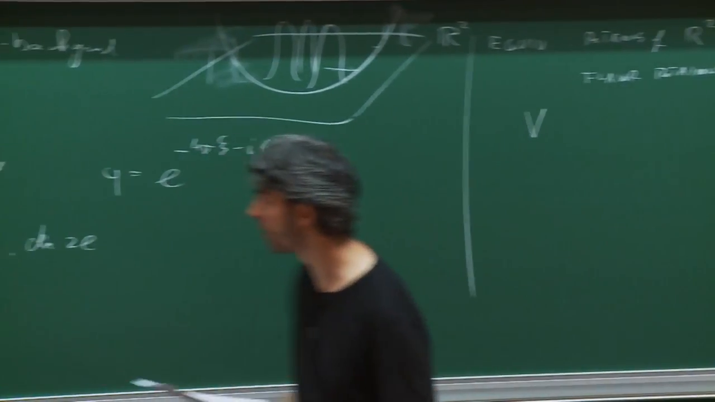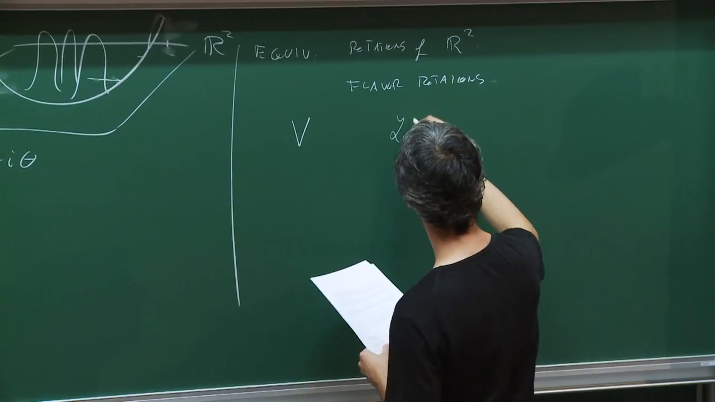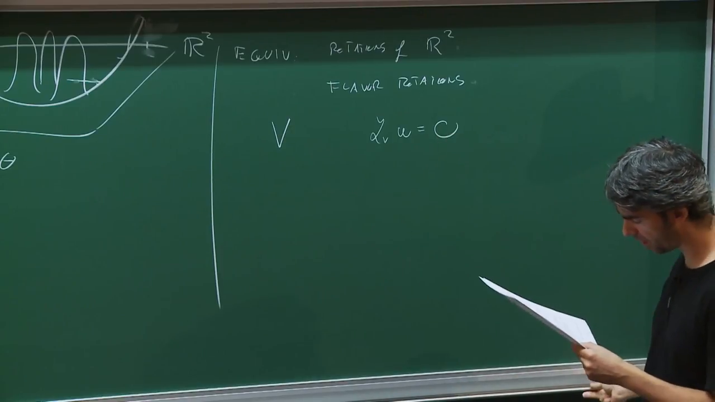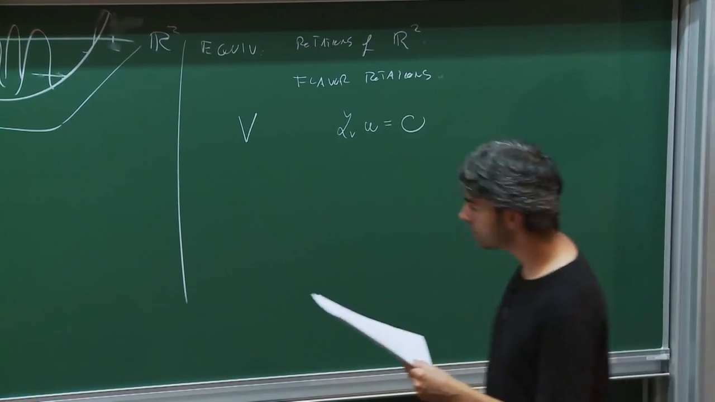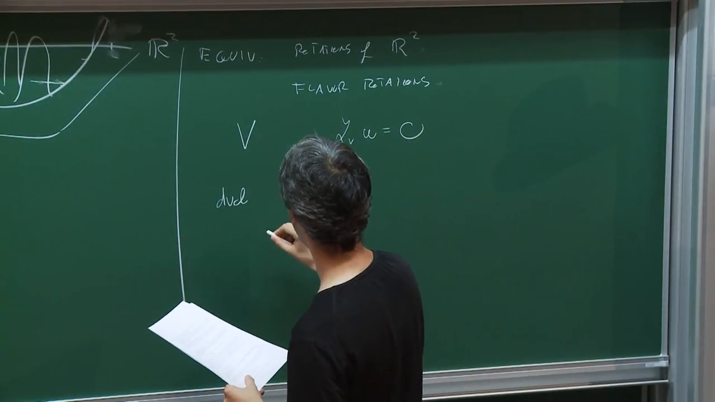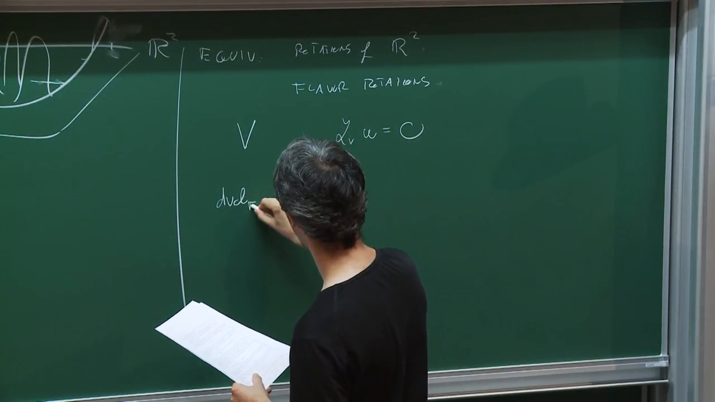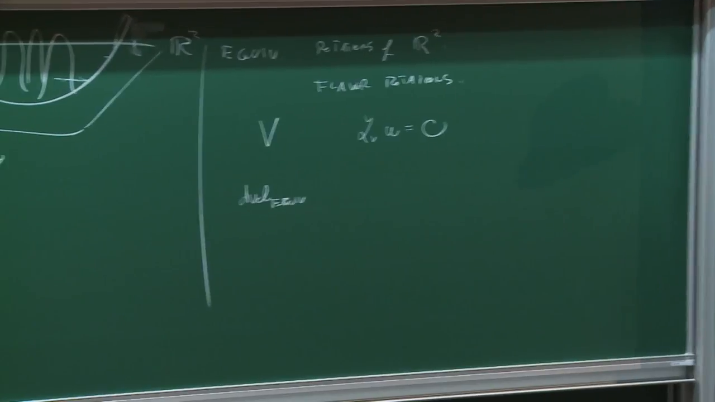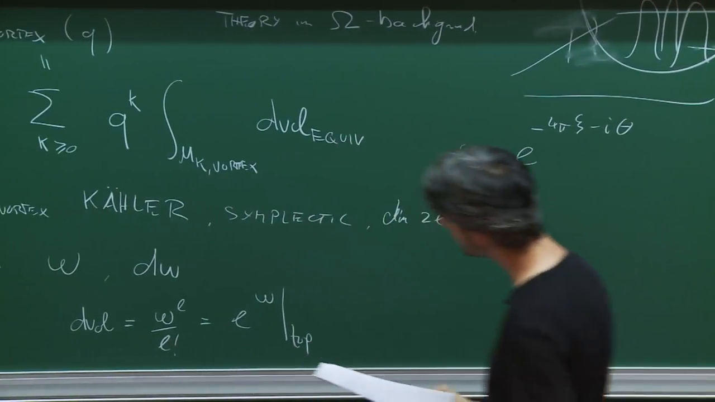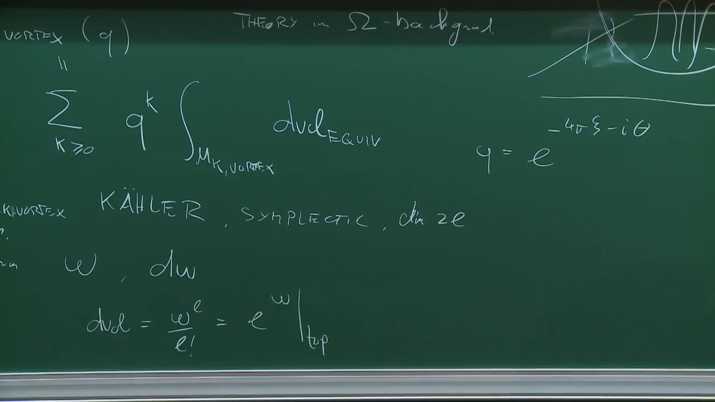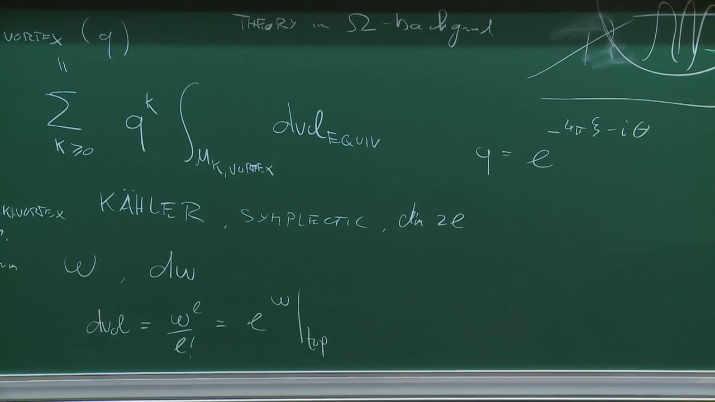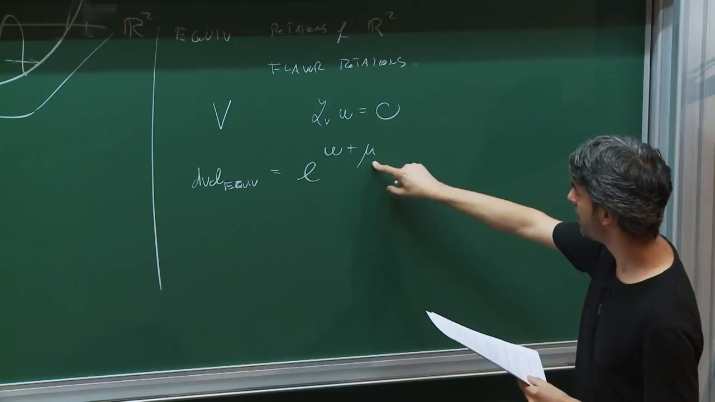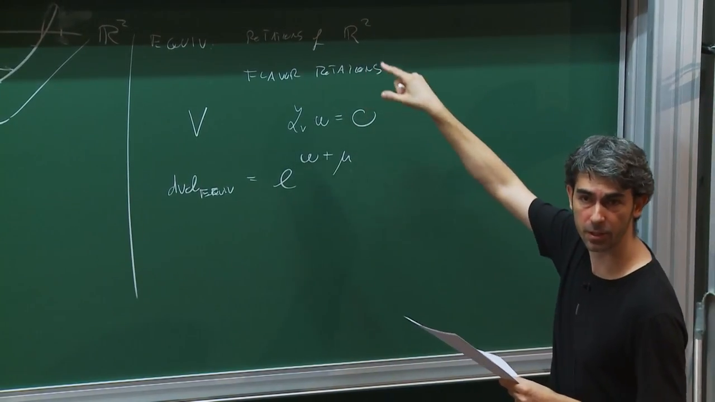Now what happens? First of all, this volume form is invariant, so it is equivariant under this action, essentially because this is a symmetry of the problem. However, it's not equivariantly closed. So we construct the equivariant volume form. Let me say that we can also write this as e to the omega restricted to the top component. This equivariant volume form is just equal to e to the omega plus mu, where omega is the very same symplectic form we had before, but now mu is the moment map for this U(1) action.